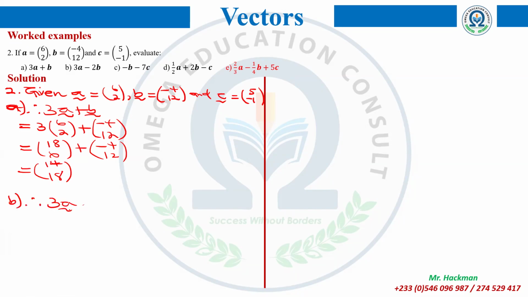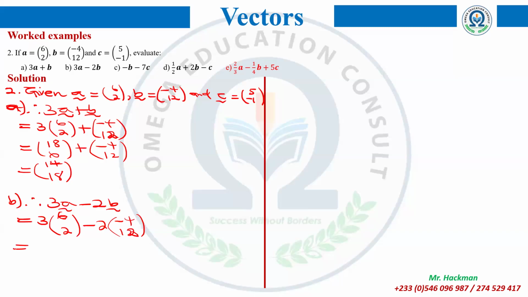So we are looking at 3 vector A, so 3A tilde minus 2B tilde, don't forget. So this will be equal to 3 times your A. Again, we know the vector A is (6, 2). Let me write it well. Then minus 2, your vector B is what? It is (-4, 12). Let me write my 2 well. So it's now clear.